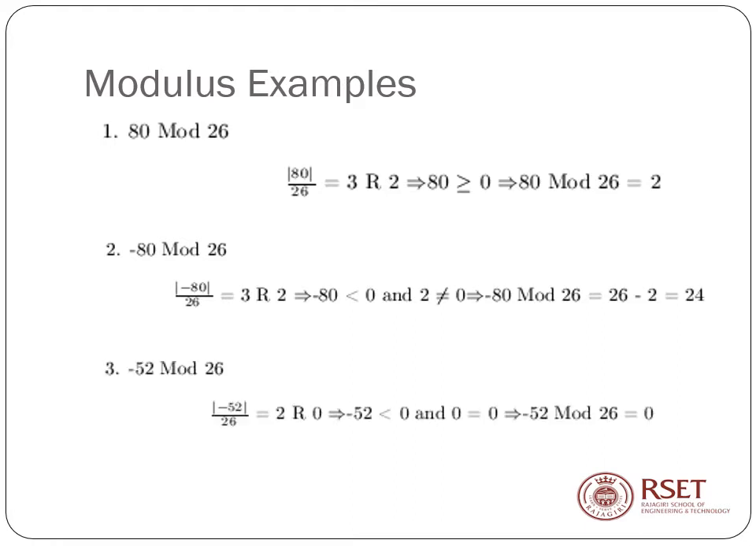Then how much is minus 52 mod 26? Minus 52 mod 26 means you take the operation 52 by 26. 26 into 2 is 52, so the remainder is 0. But minus 52 is less than 0, and minus 52 mod 26 is 0 itself. So this is based on that modulus theorem.